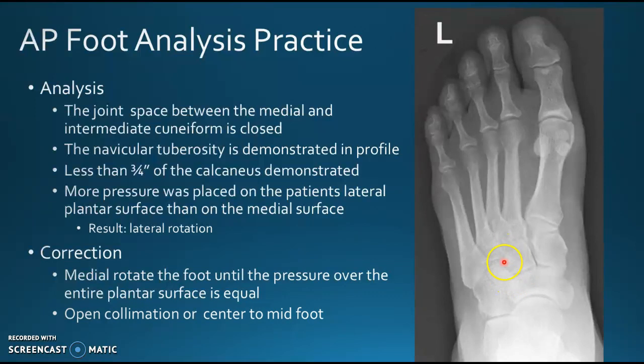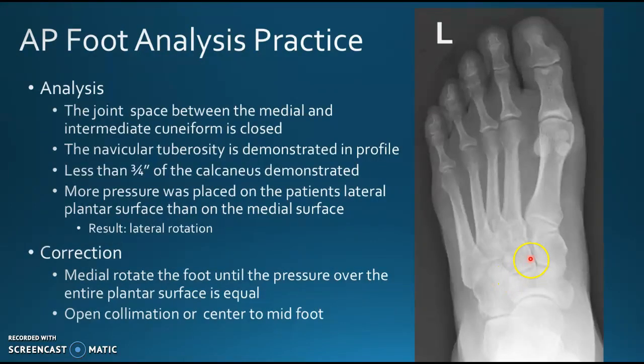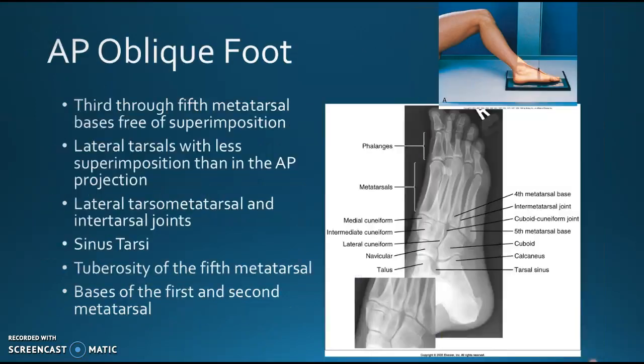You want to see open joint spaces, so we'll go back to the previous image. We see the joint space of the medial cuneiform and the intermediate cuneiform. Here we do not have that open joint space, so the rotation towards the outer portion of the foot occurred. You want to place an equal amount of pressure along the entire foot and include the posterior or hind foot as much as you possibly can.